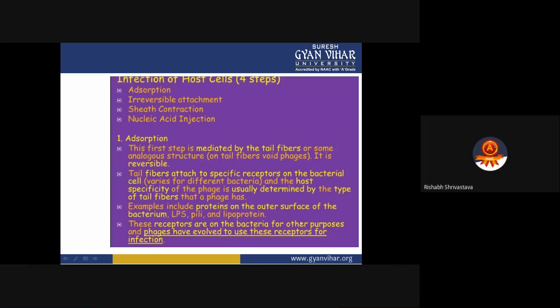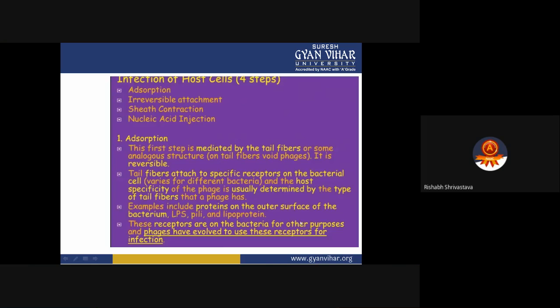Let's look at adsorption. This is the first step, and it is mediated by the tail fibers or some analogous structures on the tail fibers of tailless phages. So it is a reversible process. Tail fibers attach to specific receptors on the bacterial cell. These receptors vary from different types of bacteria and different types of host. And the host specificity of the phage is usually determined by the type of tail fibers that a phage has.